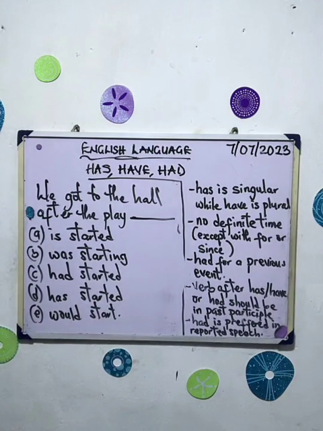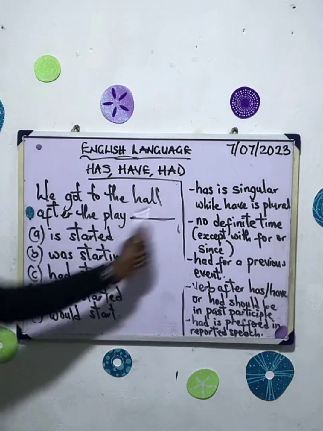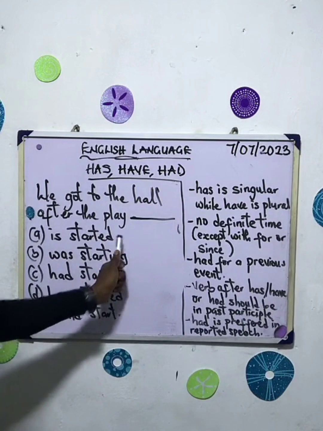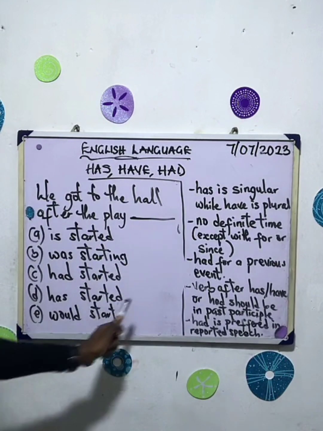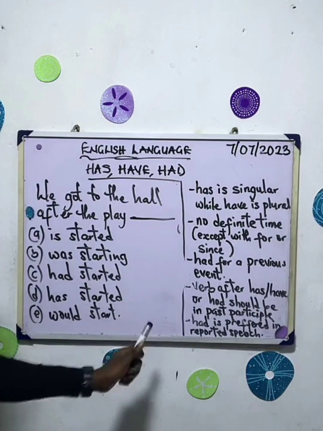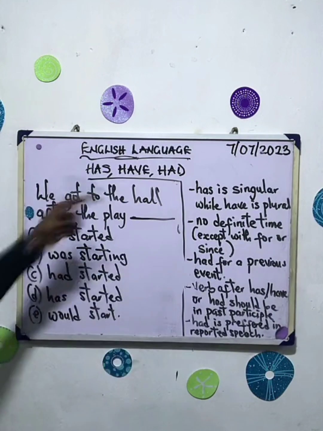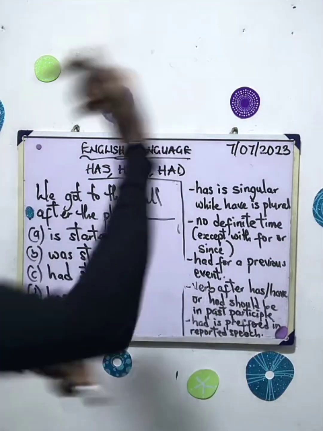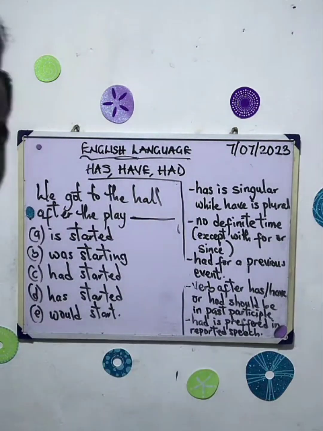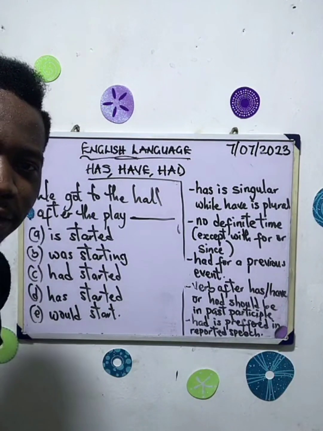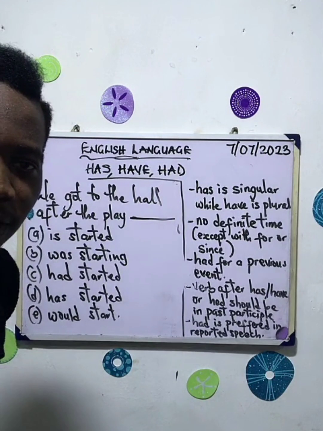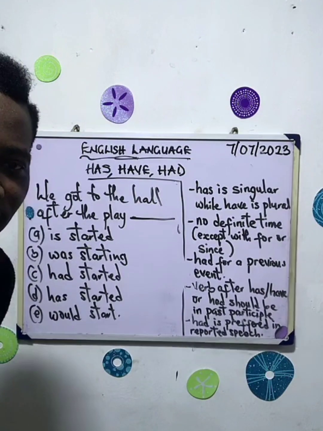So we got to the hall after the play, dash. We got to the hall after the play is started. After the play was starting. After the play had started. After the play has started. After the play would start.